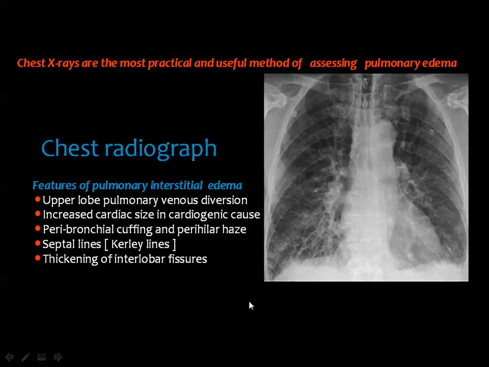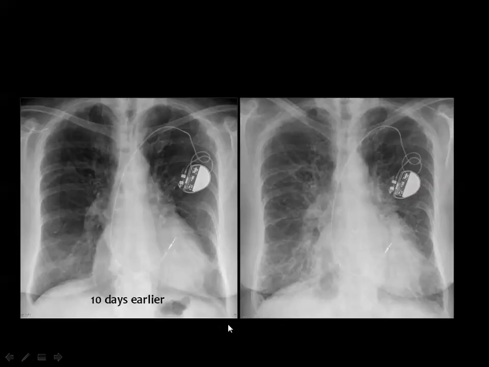You all know the findings of pulmonary interstitial edema, including enlarged hazy hilar shadows, distended upper lobe vessels, and many reticular opacities, including B Kerley lines, A Kerley lines, enlargement of the heart with left ventricular configuration, thickening of the fissures, and the presence of pleural effusion. This is a good example of a patient who developed interstitial pulmonary edema.